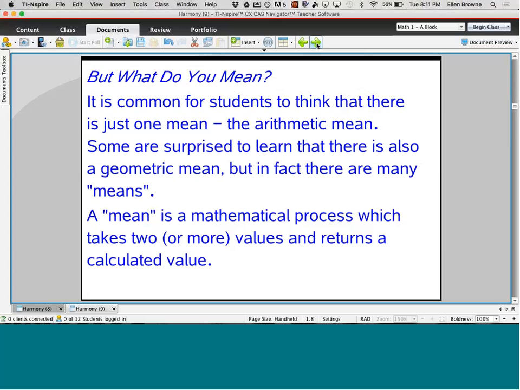Next one, please, Owen. So let's think about means for a minute. Many students, certainly until they reach the senior years and start to look at series and sequences, will think there's just one mean. That's the arithmetic mean. Then, of course, we take delight as a teacher in saying, no, there's also the geometric mean. And aren't I clever that I was able to tell you? But in fact, there are lots and lots of means. If you do a Google search on mathematical means, you'll see that there are many of them. A mean is just a mathematical process which can take 2 or more values and returns some calculated value, which may or may not lie between the 2 values that you started with.